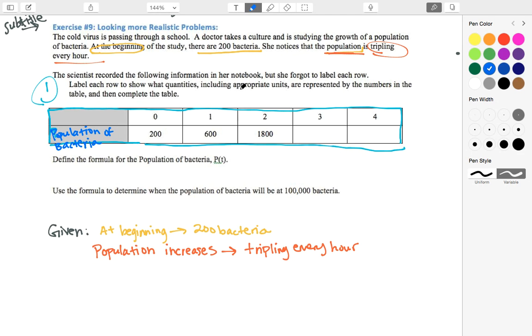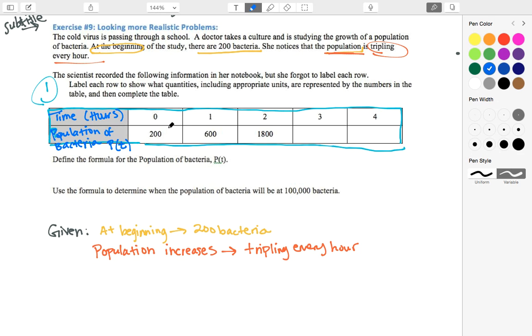And it's telling me to also include appropriate units. So they already said population of bacteria as P of T in the next problem. So I'm going to call this P of T. Okay, so I know that represents the population, and I'm comparing the population in terms of hours. So what I can say here on top is time, but in hours.